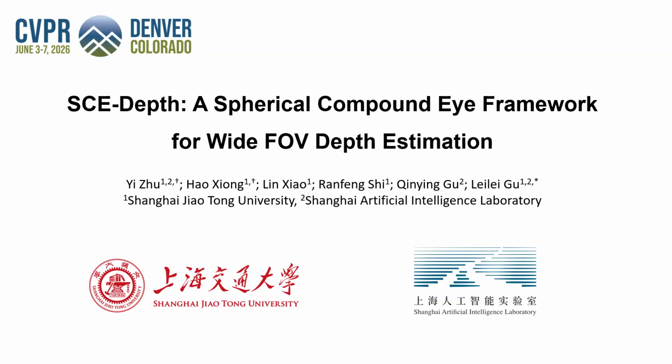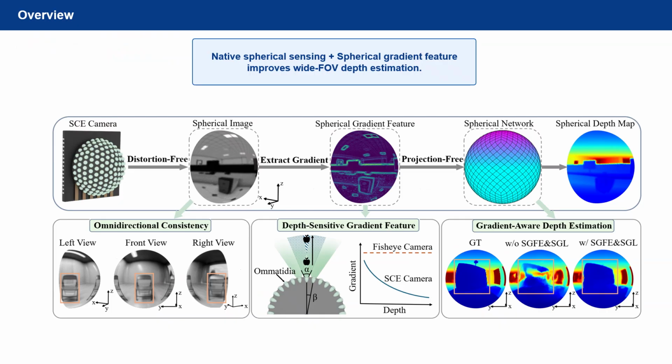Hello everyone. In this video, I will introduce SCE-Depth, a spherical compound eye framework for wide field of view depth estimation. Our goal is to combine bio-inspired spherical sensing with spherical neural processing to improve depth perception over a wide field of view. SCE-Depth has two central ideas. First, it processes compound eye images natively on the sphere, instead of forcing them into a planar representation. Second, it exploits a depth-sensitive gradient feature produced by overlapping ommatidia.